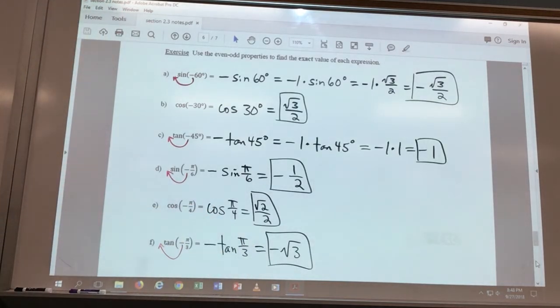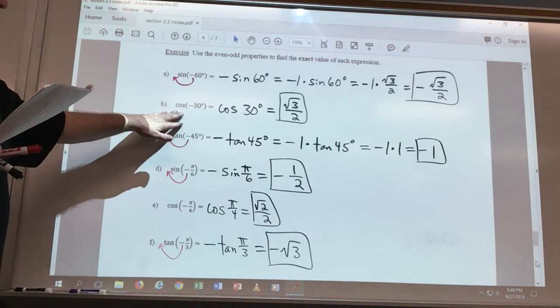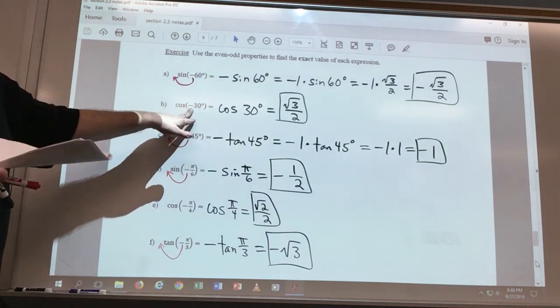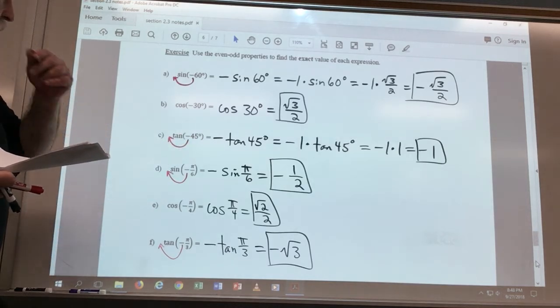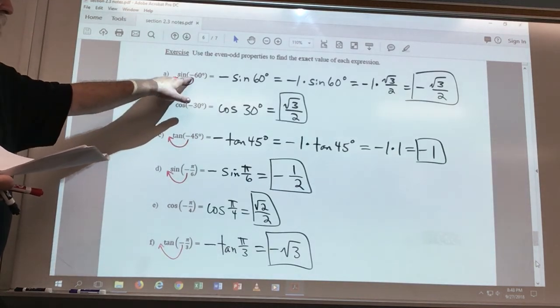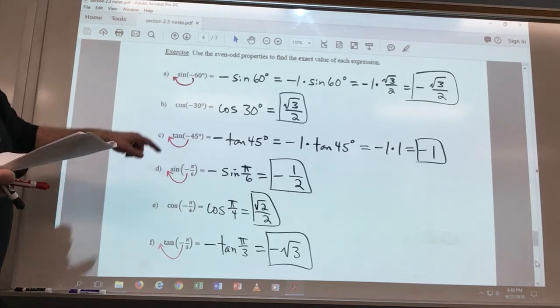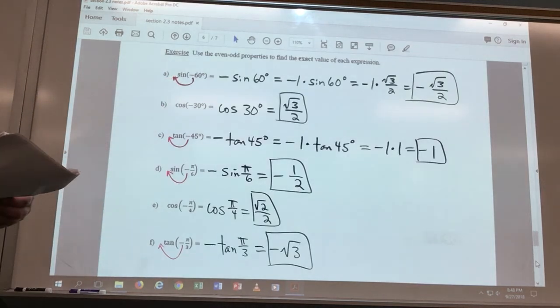And we're done, okay? So that's how you apply the even and odd properties to the trigonometric functions. For those for cosine and secant that are even functions, we just drop the minus sign in front of the angle. And for those that are odd functions, we have to bring the minus sign out in front of the trigonometric function.